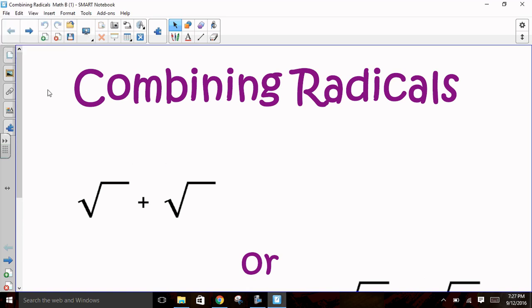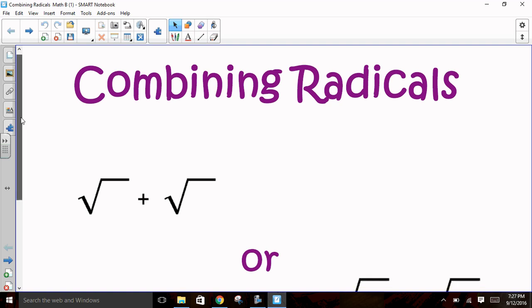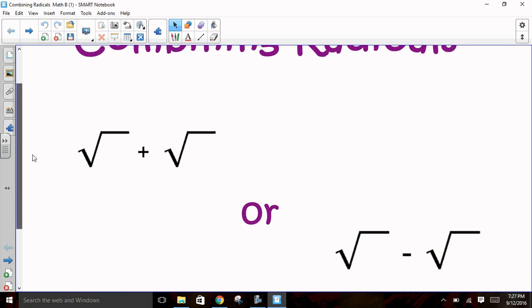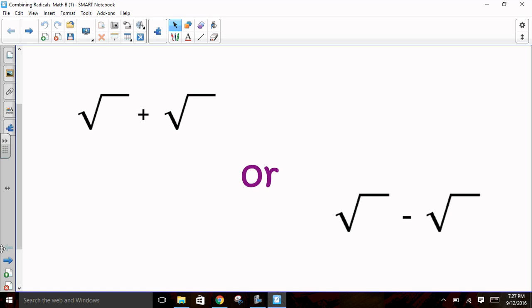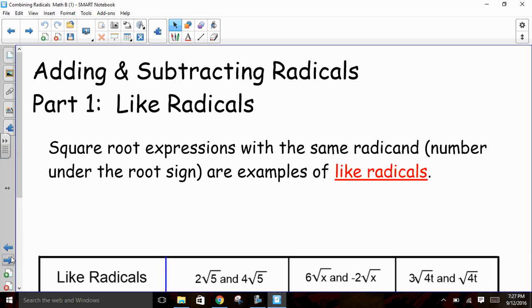Alright, so in my last two videos, we talked about simplifying radicals. Today, we're going to talk about combining them using addition or subtraction. So, the first thing you're going to look for is like radicals.